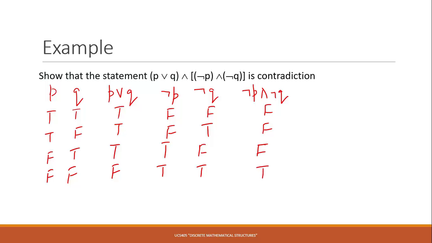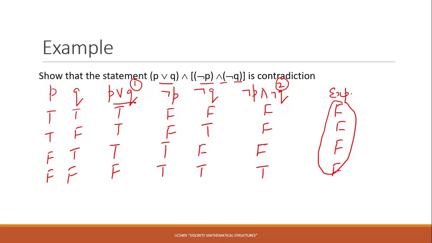Next, we have to AND P or Q and negation P and negation Q. So we will AND columns 1 and 2, and we will get the complete expression. We are writing EXP. After ANDing, we will get F, F, F and F. So all the truth values for all possible inputs are false. So we can say that this expression or statement is a contradiction.